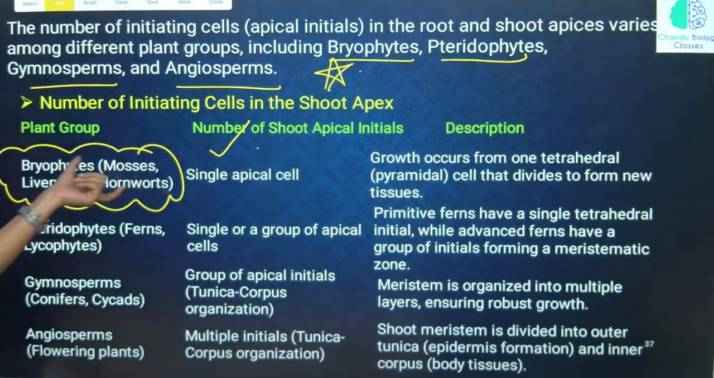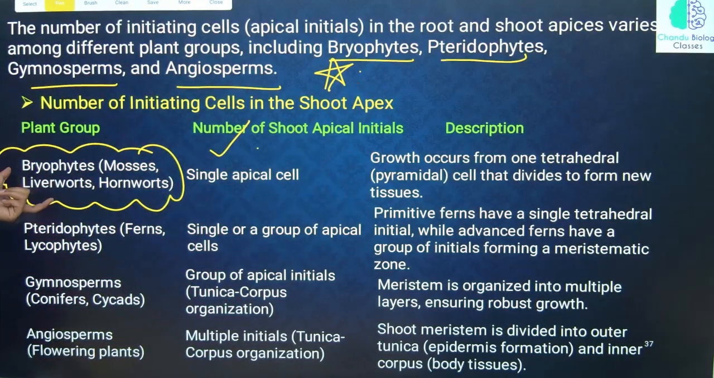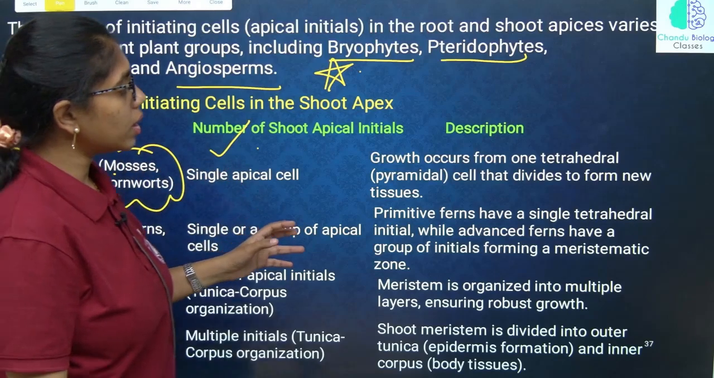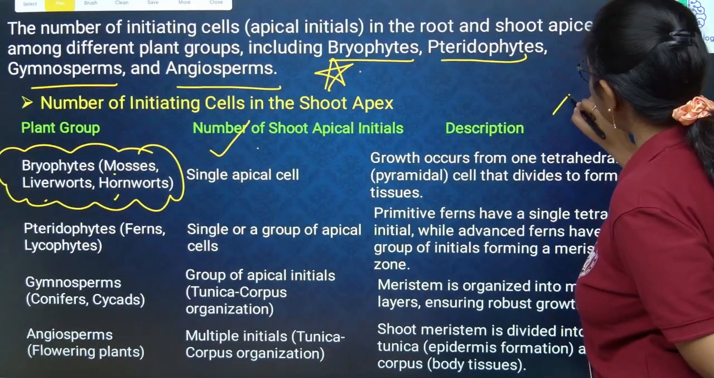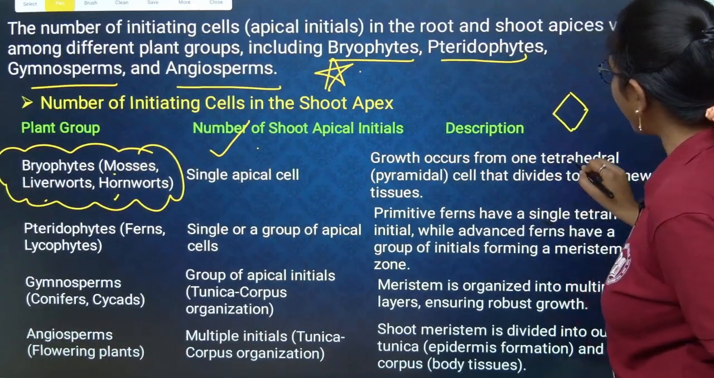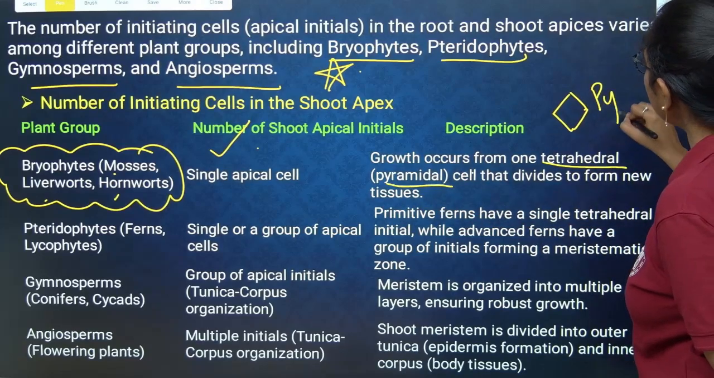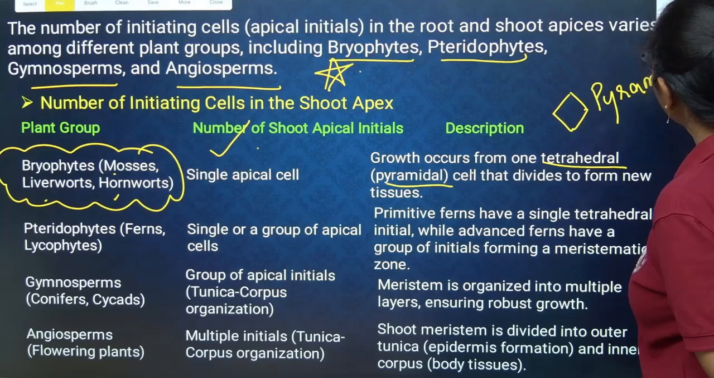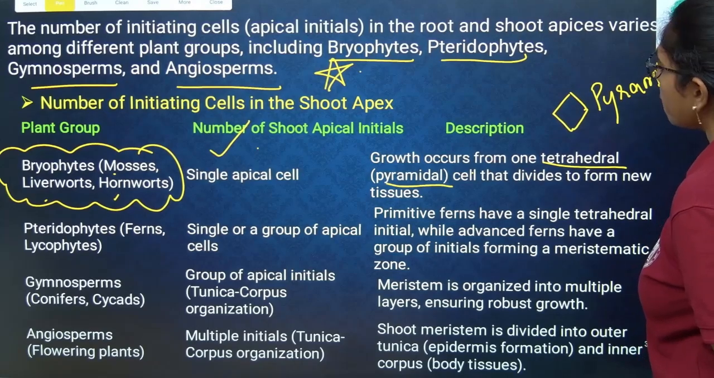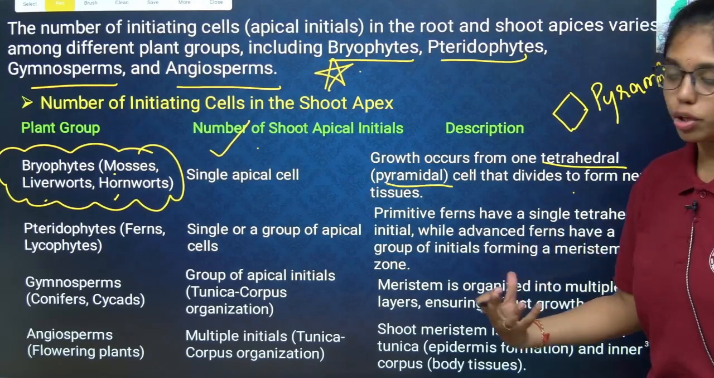In primitive plants like bryophytes, mosses, liverworts and hornworts, wherein a single apical cell is present, the growth occurs from one tetrahedral cell, which is totipotent. This is pyramidal in shape, and it divides to form new tissues.